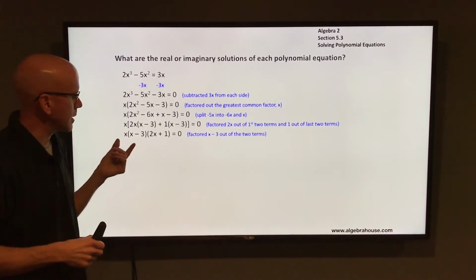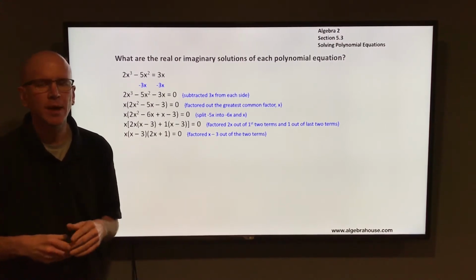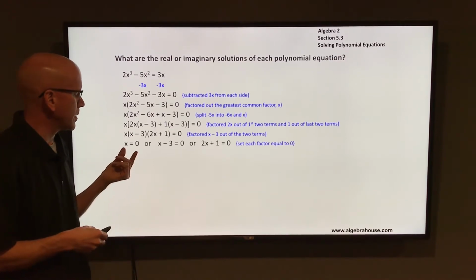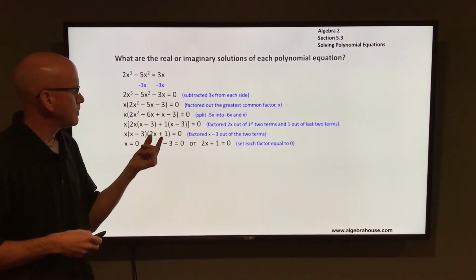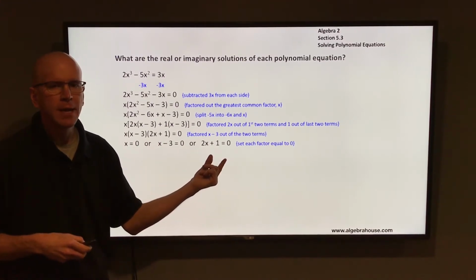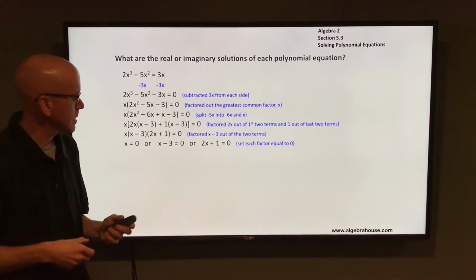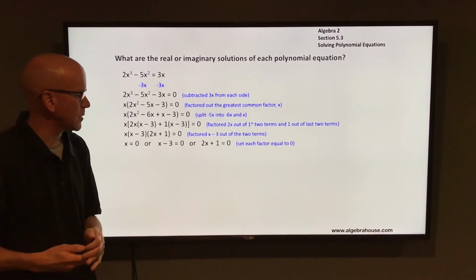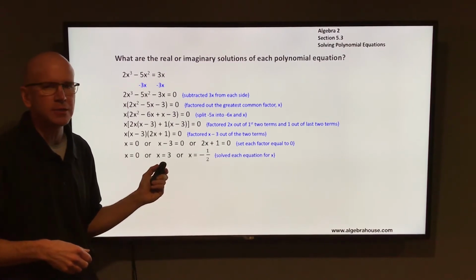So those three things multiply together to equal 0. That means any of those three things could be equal to 0. So set each one equal to 0. Set x equal to 0, x minus 3 equal to 0, and also 2x plus 1 equal to 0. And then solve each one of those for x. Well, that first one's already done, x equals 0. The second one, x minus 3 equals 0. Just add 3 to both sides, you get x equals 3.